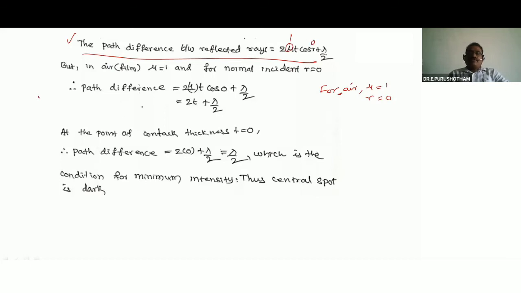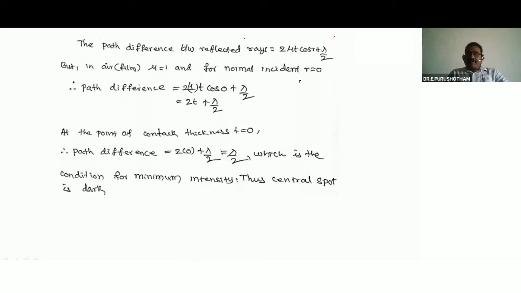So we get 2 into 1 into t into cos 0 plus lambda by 2. Cos 0 is 1. So 2 into 1 into t into 1 plus lambda by 2. We can write 2t plus lambda by 2. This is the Newton rings condition.